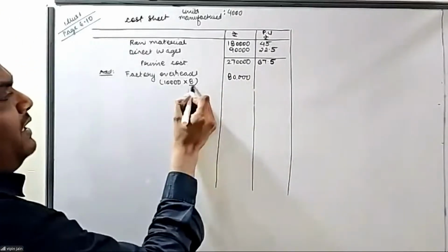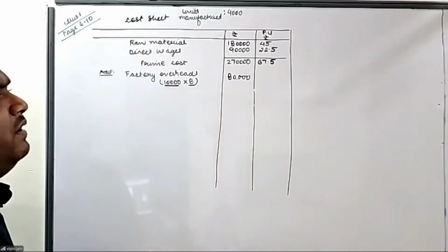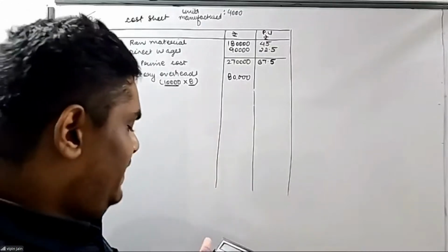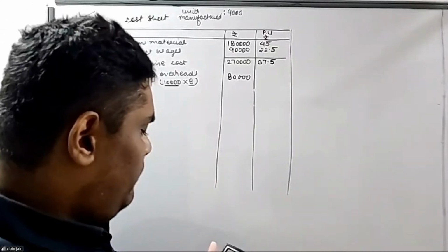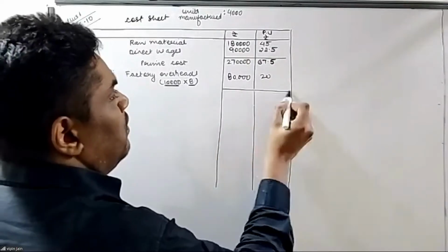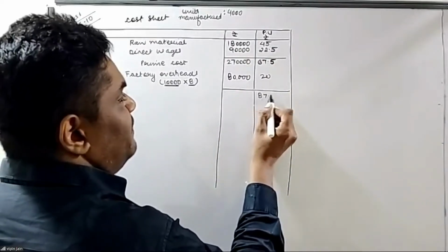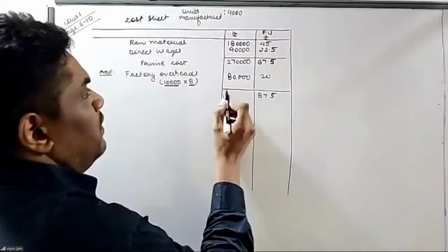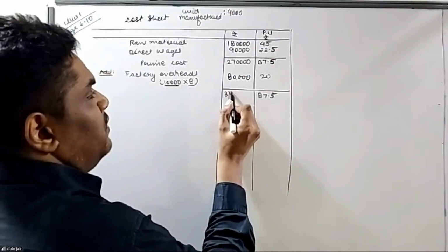Herein the absorption rate is given and the machine hours are given. So accordingly, I have calculated the factory overhead, 80,000 divided by 4,000. That is 20 rupees. So this is 87.5 and this is 3,50,000.